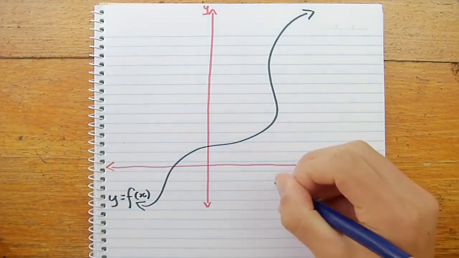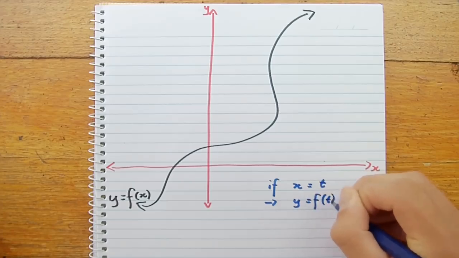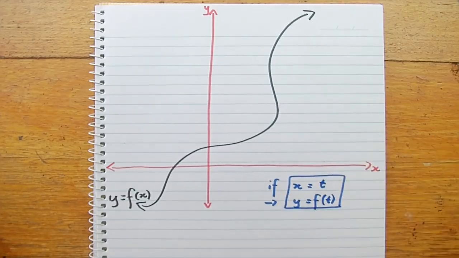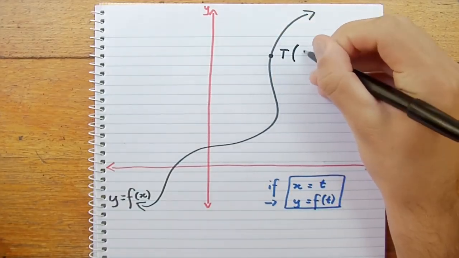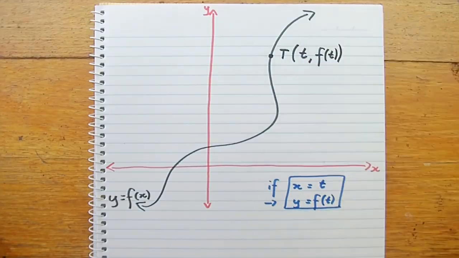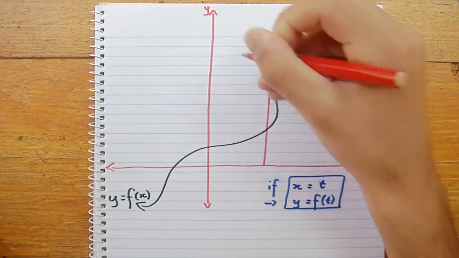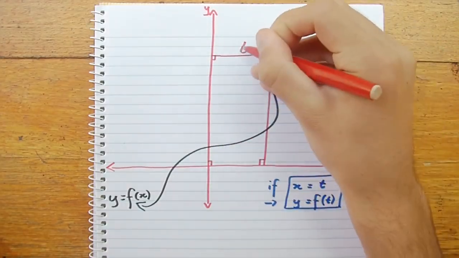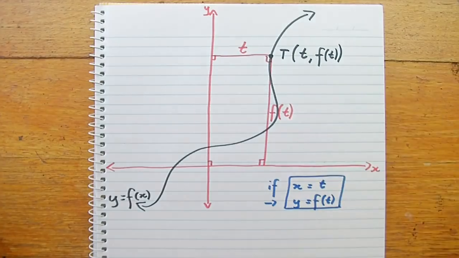Y equals f of x, so if x equals t, then y equals f of t. That means every point on our curve has coordinates t, f of t, where t is a variable that can be anything. We also need a rectangle, which comes from the fact that since the point is labelled t, f of t, you can draw a rectangle from the origin with side lengths t and f of t.